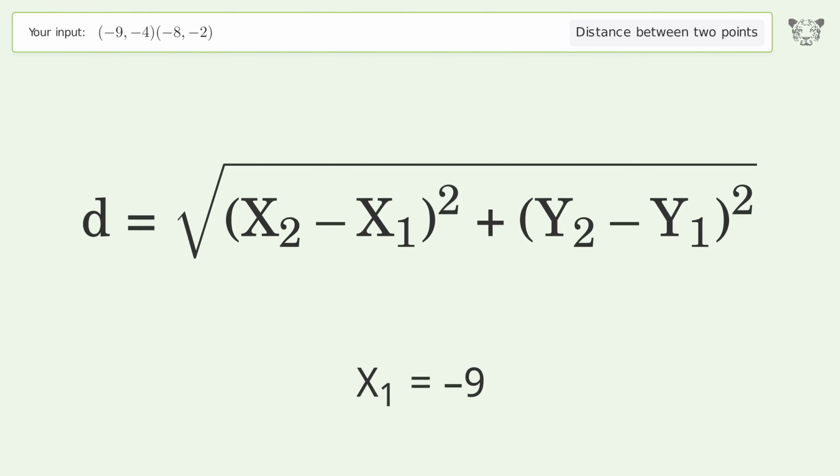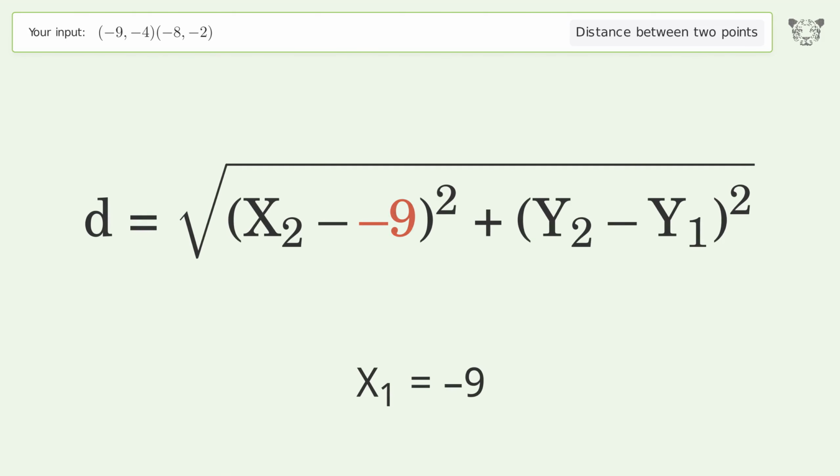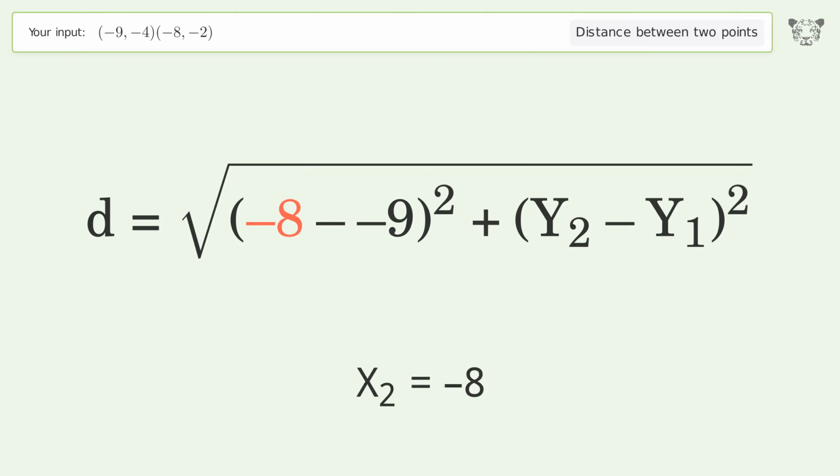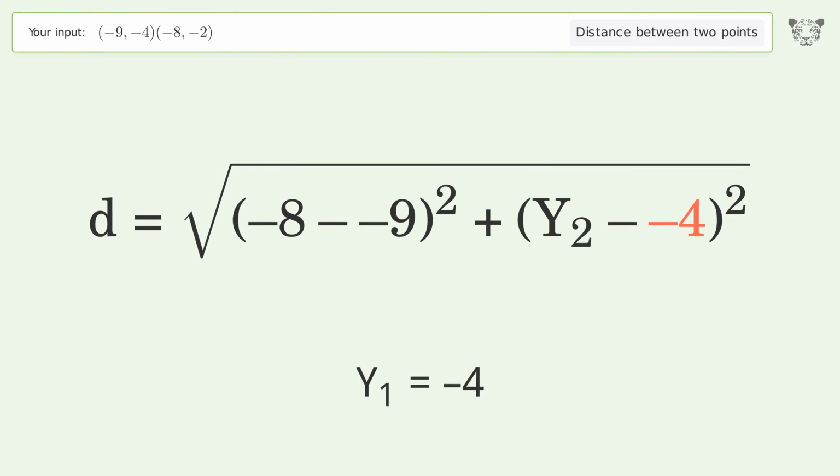x1 equals -9. x2 equals -8. y1 equals -4. y2 equals -2.